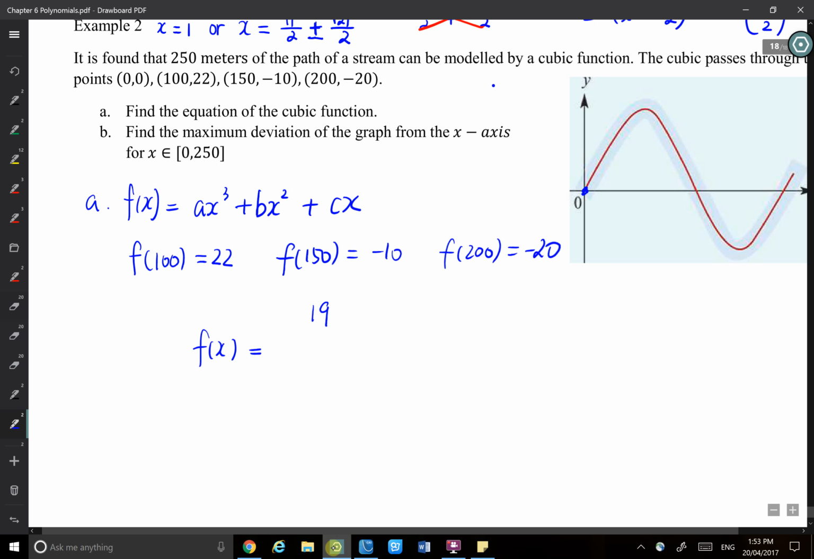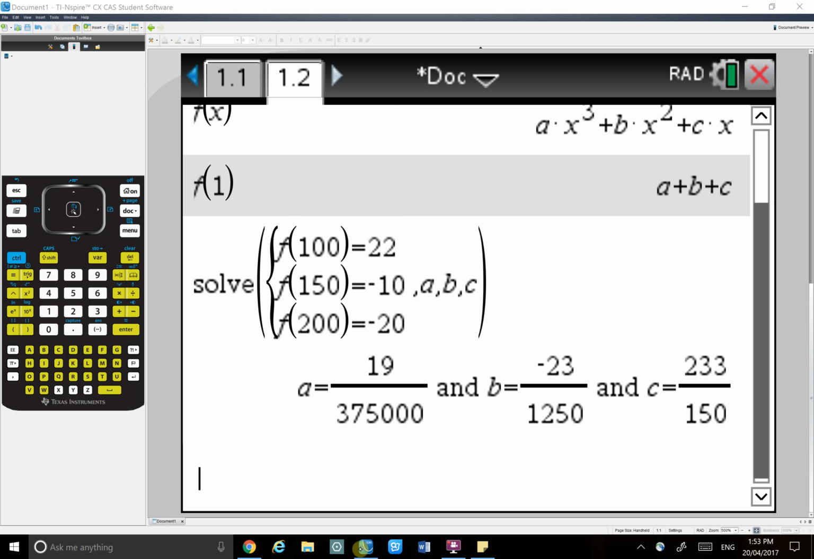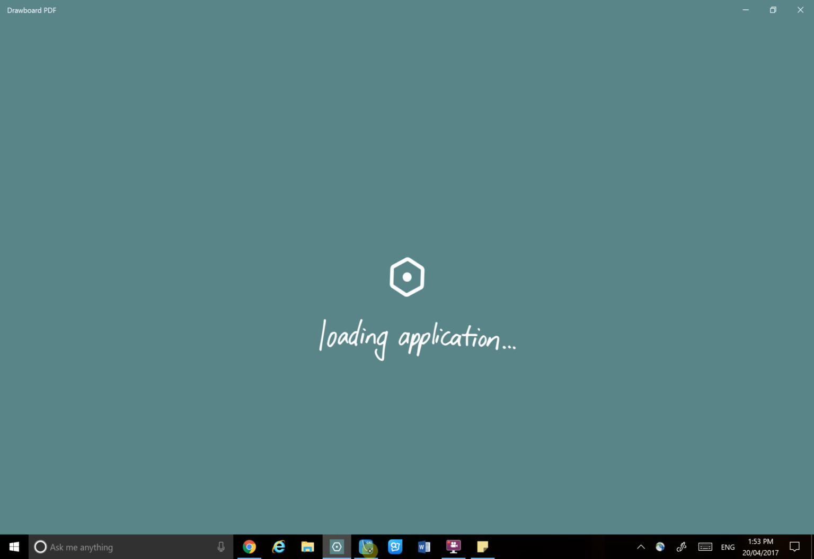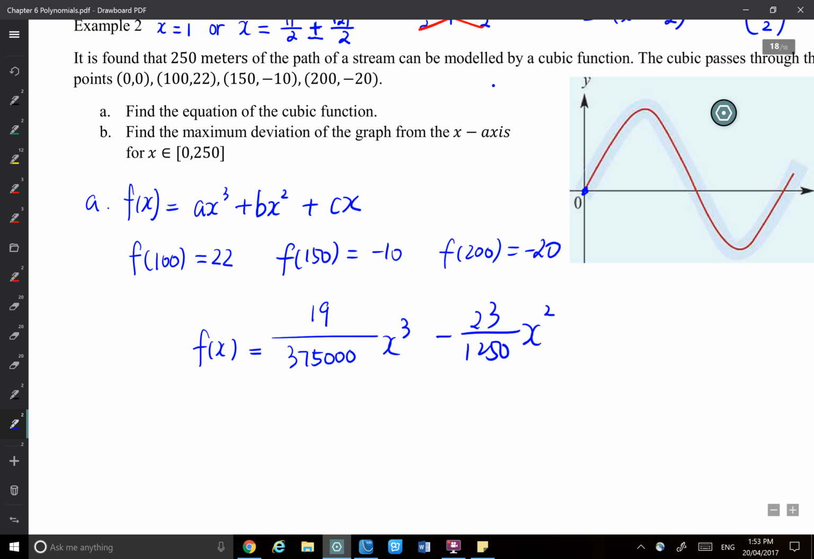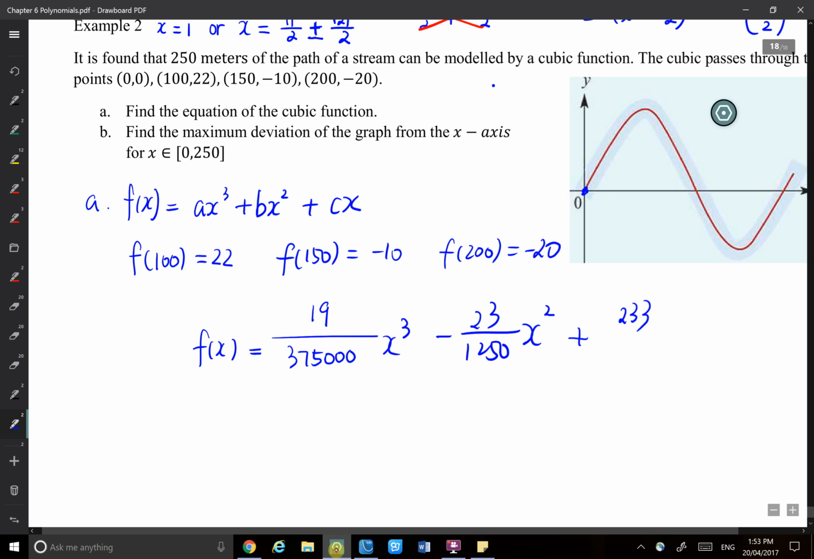f(x) equals 19 over 37500 x cubed minus 23 over 1250 x squared plus 233 over 150 x. Okay, the equation of this cubic is that.